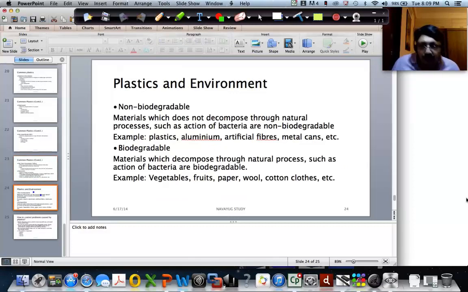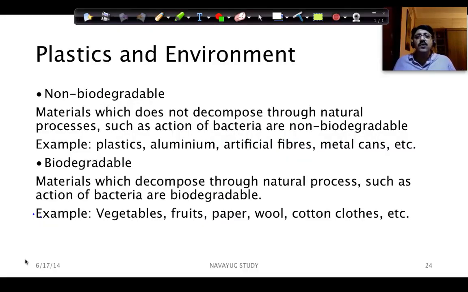Now I want to talk about some of the issues of using plastics, right? For that, I want to talk about what are non-biodegradable materials and biodegradable materials. Non-biodegradable materials are the ones which do not decompose, which do not, just to underline, do not decompose.